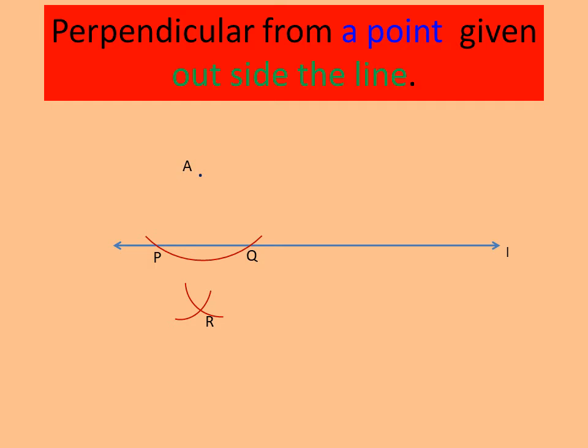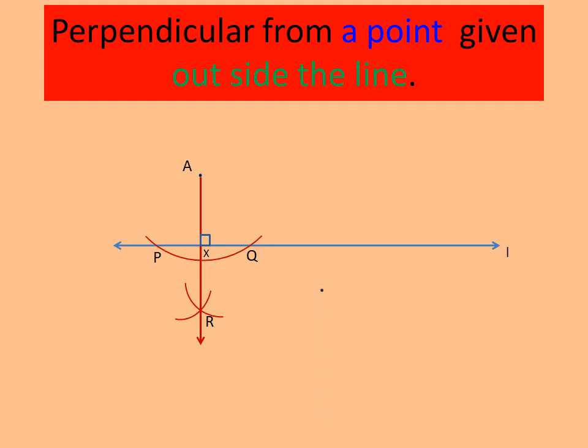We will draw a line passing through points A and R. So I can say that ray AR is perpendicular to line L. I am not using any word, and we will name that as X, and the symbol we put is of perpendicular. I hope it is clear.